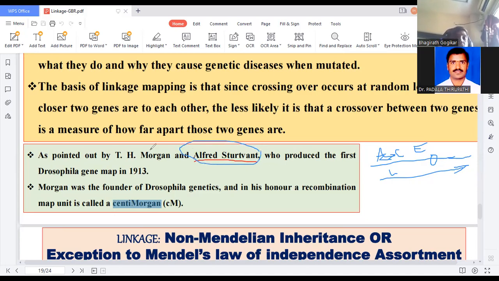These maps were first designed by Alfred Sturtevant along with T.H. Morgan. In Drosophila, the genetic map was constructed in 1913. Morgan was the founder of Drosophila genetics, and in his honor a unit of the recombination map is called a centimorgan. One morgan is equal to 100 centimorgans. You can remember this point.